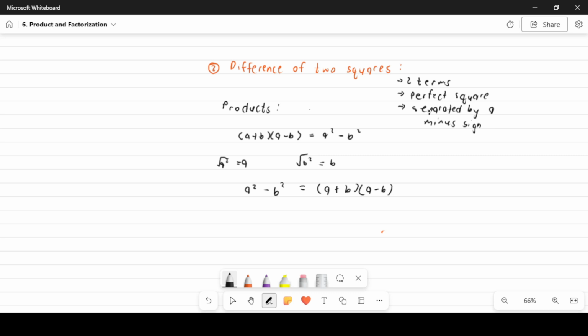Given any other question, if you had two terms and they were perfect squares and they were separated by a plus sign, you cannot solve that question. If you were given three terms and those three terms were perfect squares and they were separated by a minus sign, you cannot solve that question. In order for you to utilize this rule, you must satisfy these three conditions.